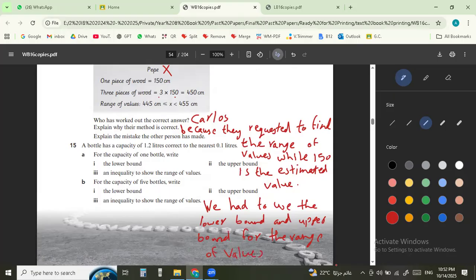You must write this answer in the copybook. It can be shorter. You can just say we had to use the lower bound and upper bound for the range of values because 150 is estimated. It is not the actual value. You can just write this, whatever you want. Just the most important thing is that you mention we had to use the lower bound and upper bound for the range of values because 150 is estimated. It is not the actual value. Okay, I'm going to erase all of this.